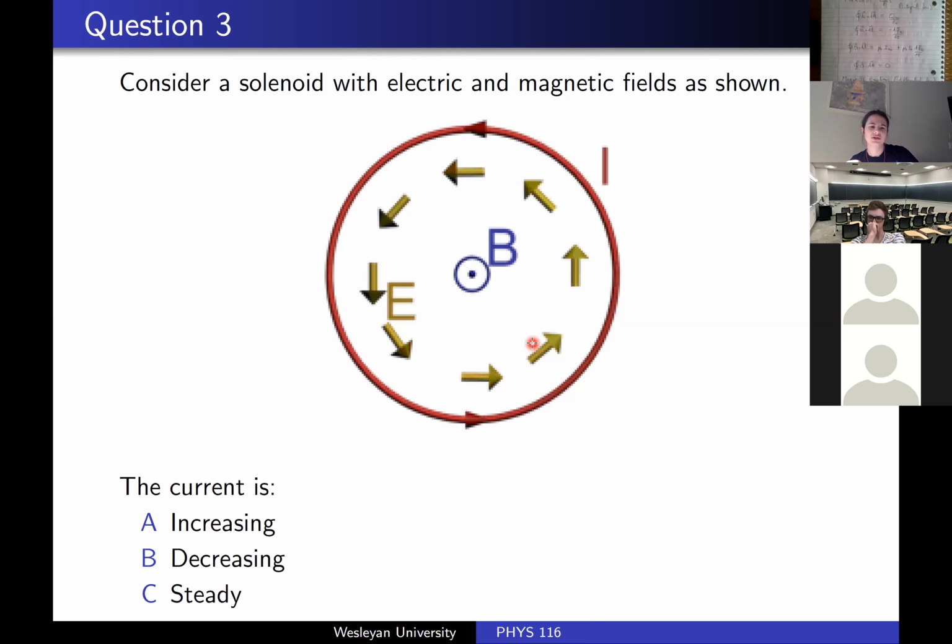Wait, can you explain how you figured out the direction of the current from the E field again? Sure. The idea is that if I put an imaginary loop of wire here, then if it's a conducting loop, the electric field would move the charges in that conducting loop. And so it would drive a current in the same direction. Because of the right-hand rule? No, more because of F equals QE, right?